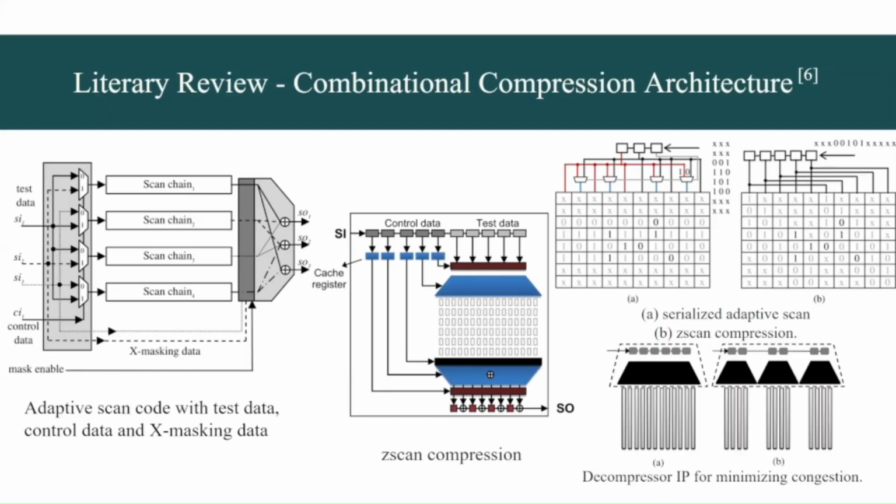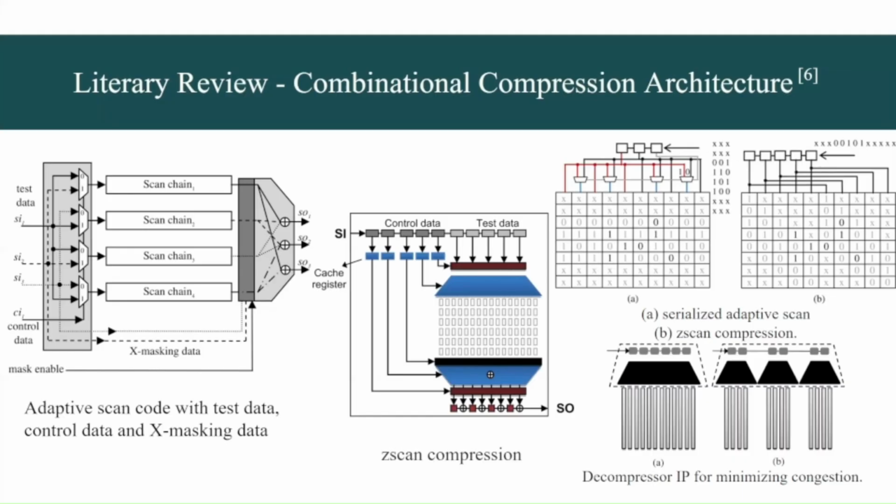This Z-scan compression builds upon this adaptive scan, and it is able to use a single scan input. It's able to shift those scan inputs serially in order to go into these linear feedback shift registers for the control data and the test data. And then we also have these cache registers. These cache registers will hold the control data, similar to the adaptive scan code, that will choose which test data goes to which scan chain, and also which scan chain outputs will actually go to the actual scan output.